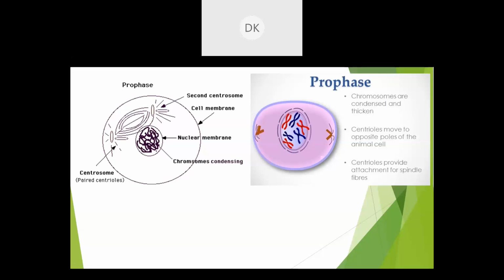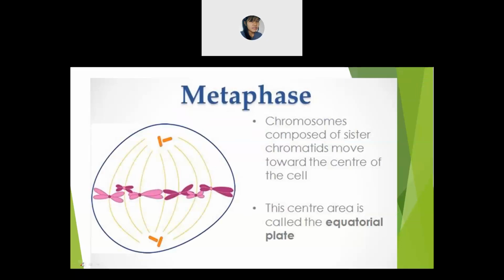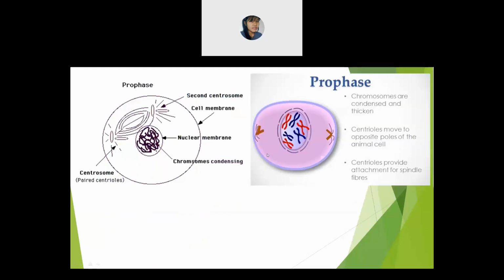Remember that in the interphase, the chromatids were thin, isn't it? So they will condense, come together and form chromosomes. So this is chromosome 1, 2, 3, 4, two pairs each. So they will form. Then after that, what will happen? The centrioles, these two centrioles, will start moving towards the opposite sides.